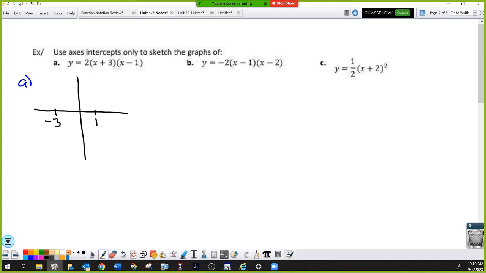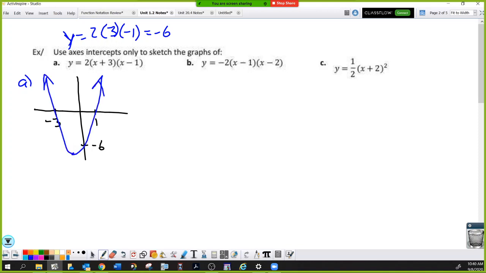And we don't know the y-intercept, but we could find it very easily. What would I have to do to get the y-intercept? Plug in 0 for x. So if we plug in 0 for x, what do we get? y equals 2 times 3 times -1, which is -6. Picture not drawn to scale, like I said, because who cares? Yeah, that feels good right there. Cool. So we have a parabola that does something like this.